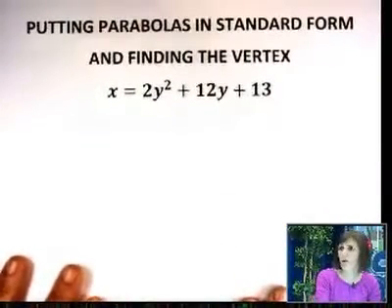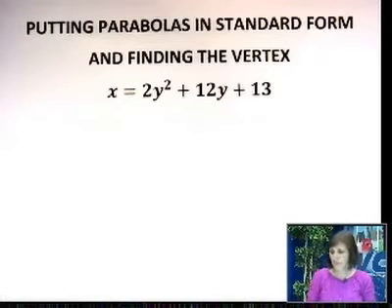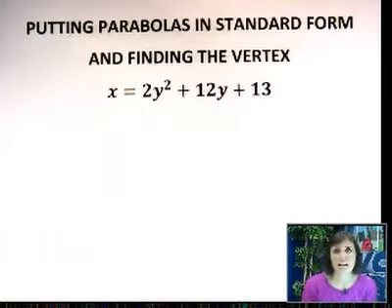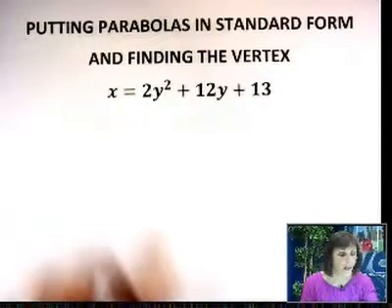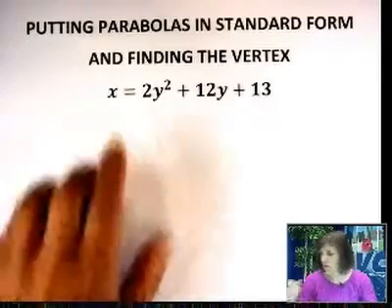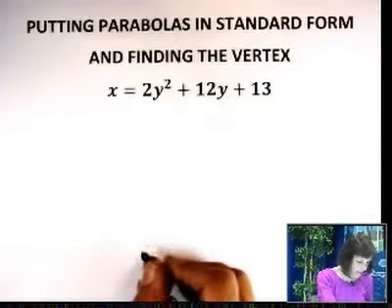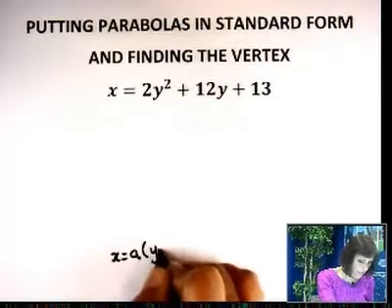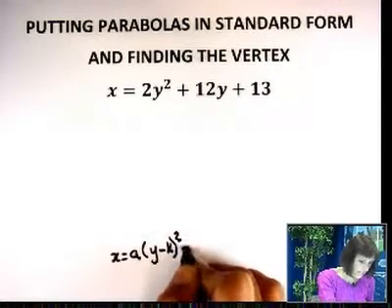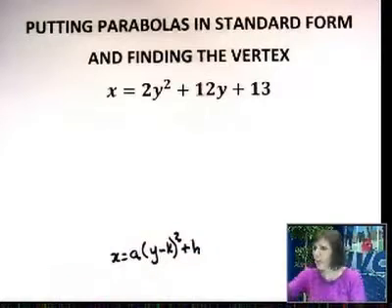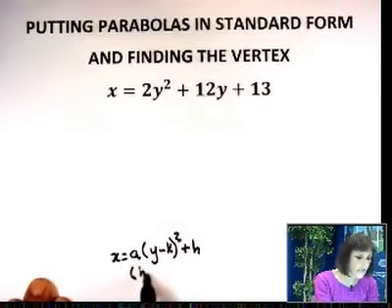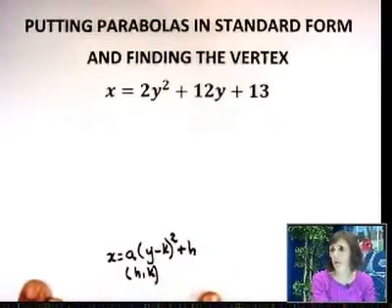Putting parabolas in standard form and finding the vertex. If somebody gives you x equals this, you know it's a parabola. X is not squared and y is squared. And I want to put it in this form that I already had. So where am I going with this? I want to put it in this form at the end. I want to have x equals a times y minus k squared plus h. If I can put it in that form, doing all this work, I know the vertex is going to be h comma k. So that's where I'm going with this.